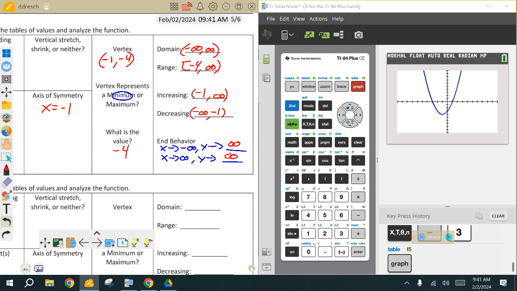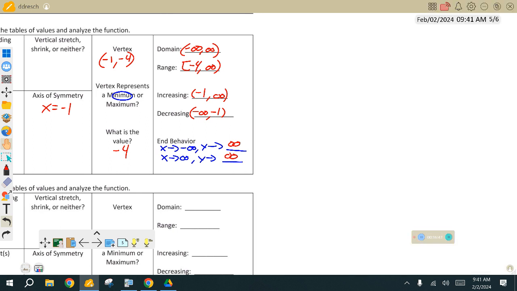So I cannot, again, stress the importance of knowing what the sign is. The sign tells you a lot. Okay, the lead coefficient. Graphing calculators are your buddy. Now, the one question I didn't do yet is the vertical stretch or shrink, or neither. I'm going to talk about that here after I do the next two. Okay, let's go with the next one.